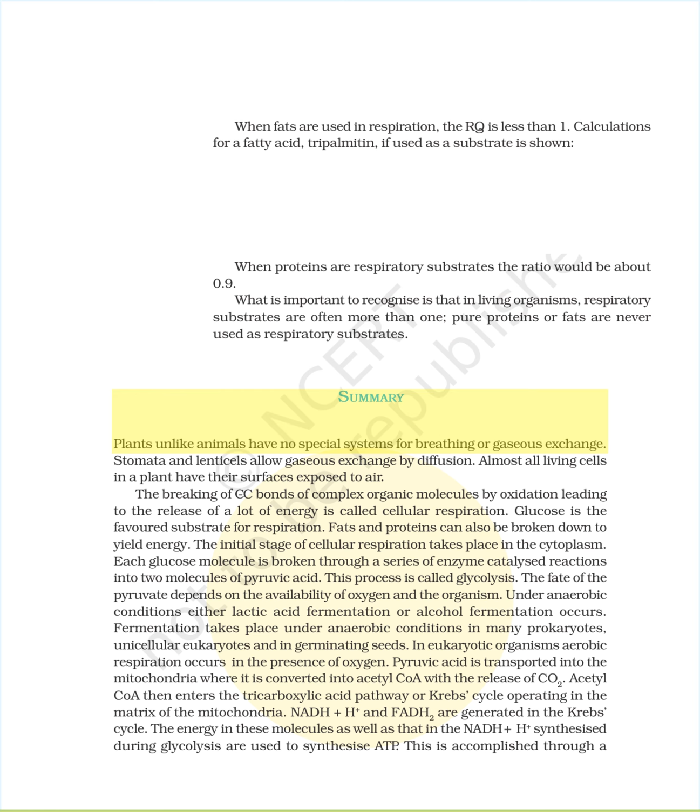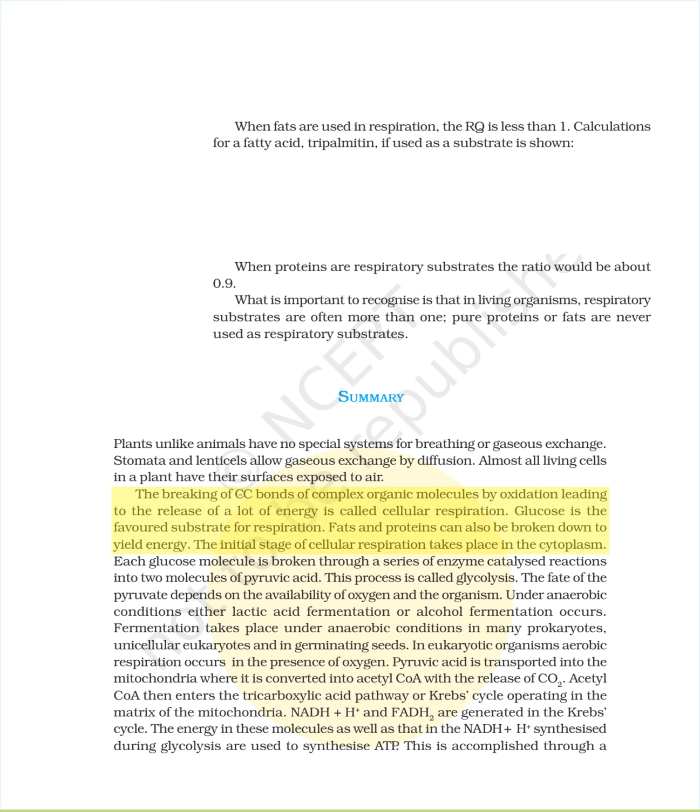Summary: Plants, unlike animals, have no special systems for breathing or gaseous exchange. Stomata and lenticels allow gaseous exchange by diffusion. Almost all living cells in a plant have their surfaces exposed to air. The breaking of C-C bonds of complex organic molecules by oxidation leading to the release of a lot of energy is called cellular respiration. Glucose is the favored substrate for respiration. Fats and proteins can also be broken down to yield energy.